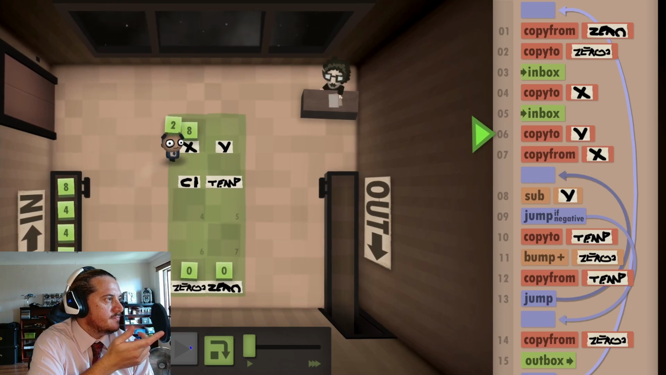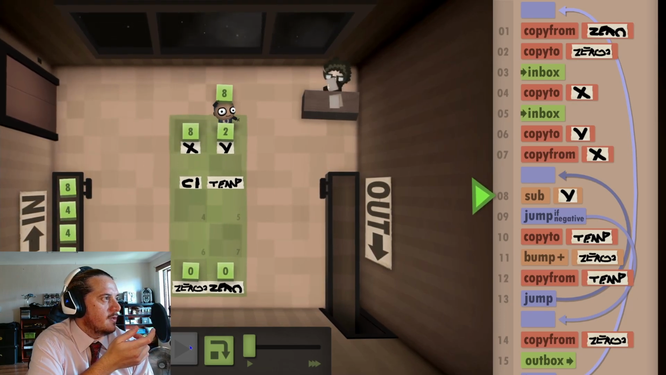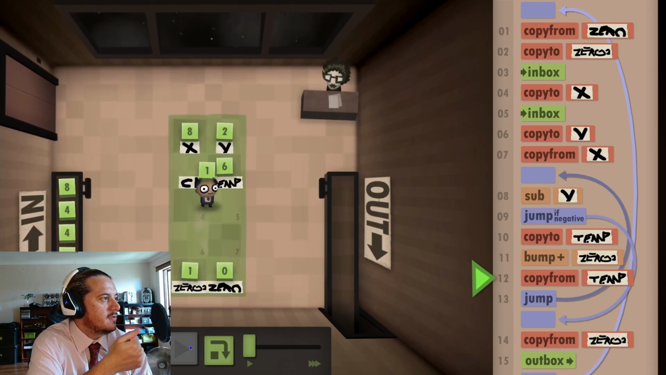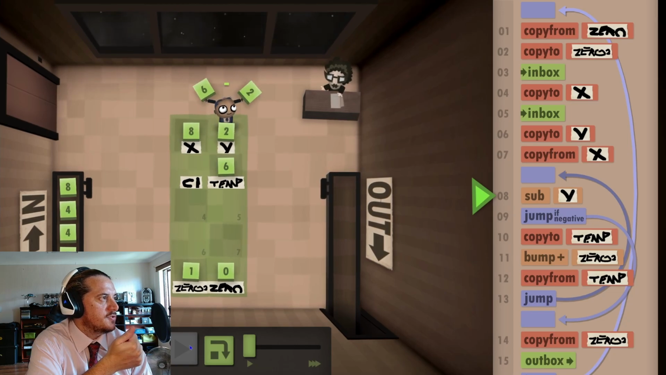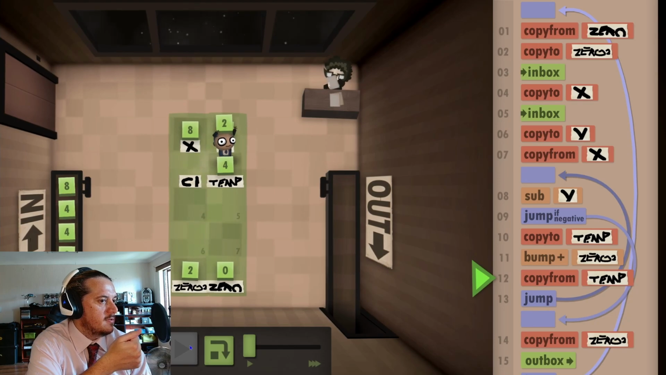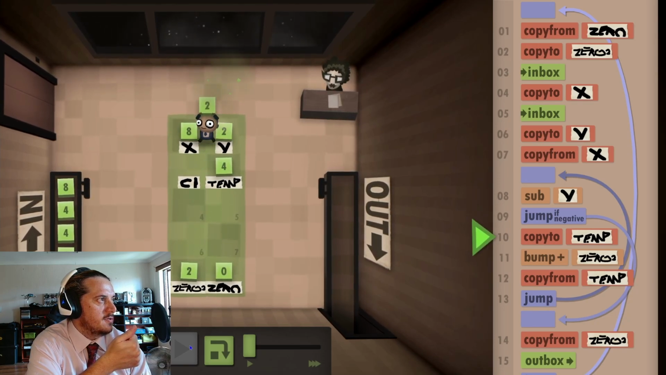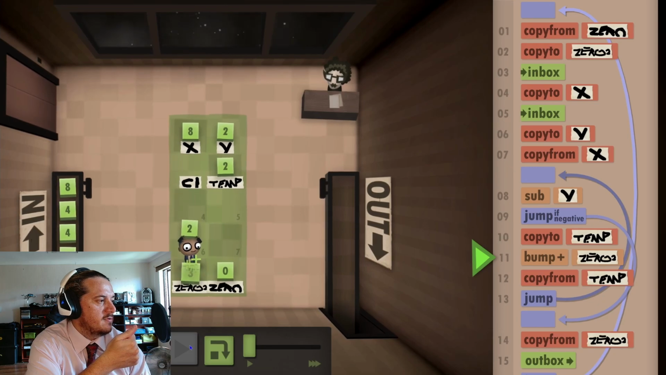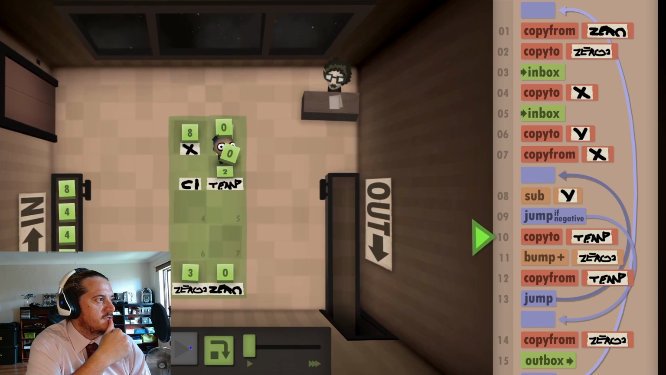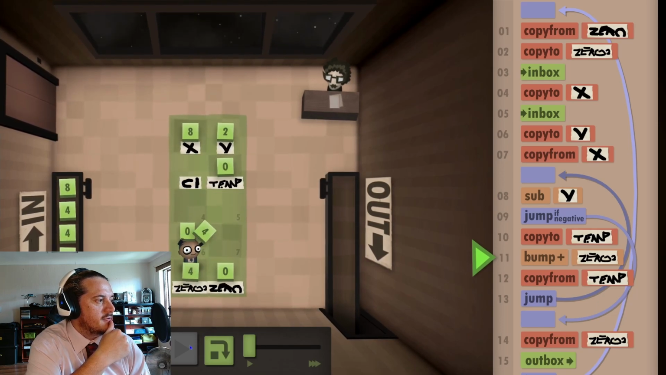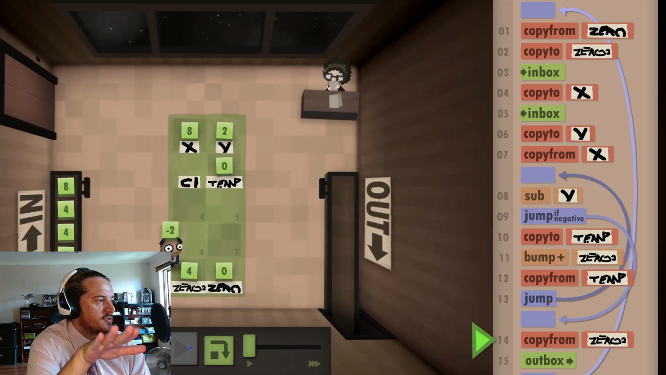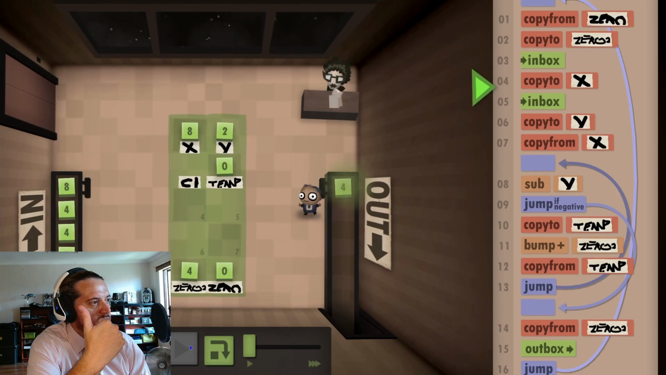And I got a 2. Minus 2. Saving the temp. Bump. Minus 2. Save it in the temp. Bump. Minus 2. Save it in the temp. Bump. Minus 2. Save it in the temp. Bump. That's negative. So we're going to get that value, chuck it in the outbox, run back.